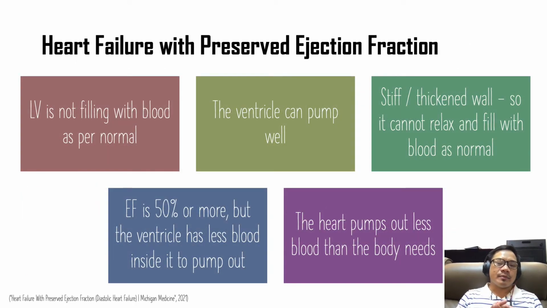Heart failure with preserved ejection fraction happens when the left ventricle is not filling with blood as well as normal. The ventricle can pump well, but it may be stiff, so it cannot relax and fill with blood as well as normal. The ejection fraction is 50% or more. It may also be diagnosed if the ejection fraction is 40% to 49%. Although the ejection fraction may be normal, the heart has less blood inside it to pump out, so the heart pumps less blood than the body needs.